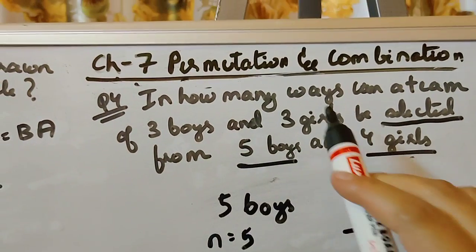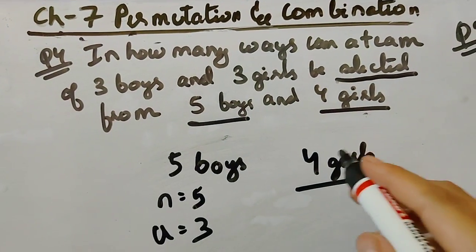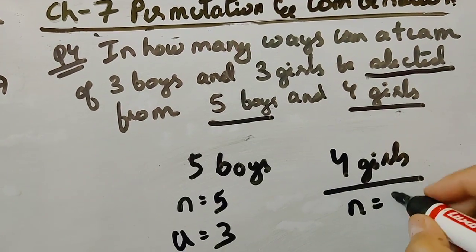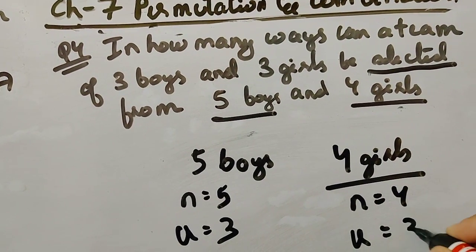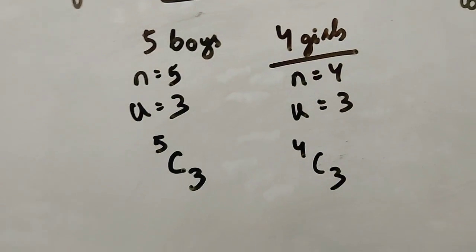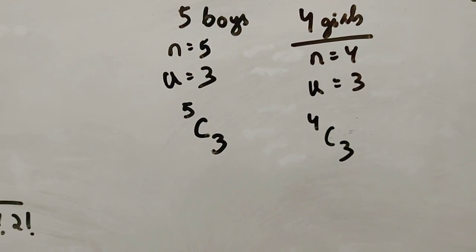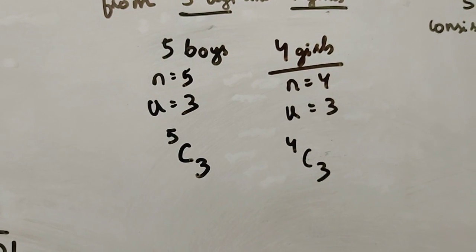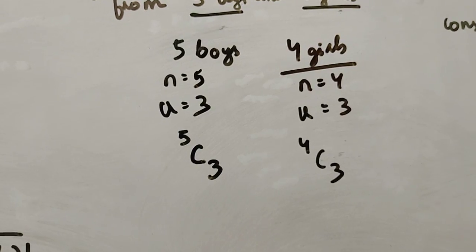Okay. Now we have to find out 3 girls out of 4 girls. My 4 girls is my total n. Total number of girls, 4. And my R is going to be 3. So here it will become 4C3.